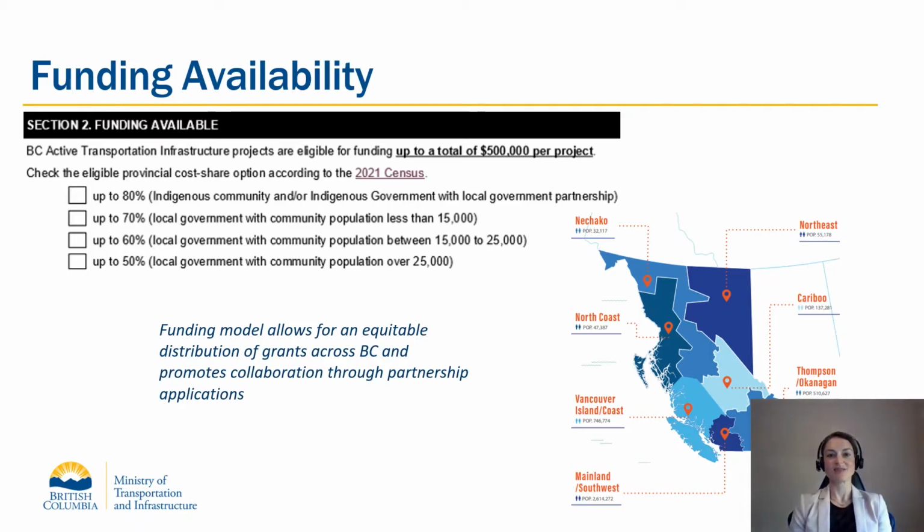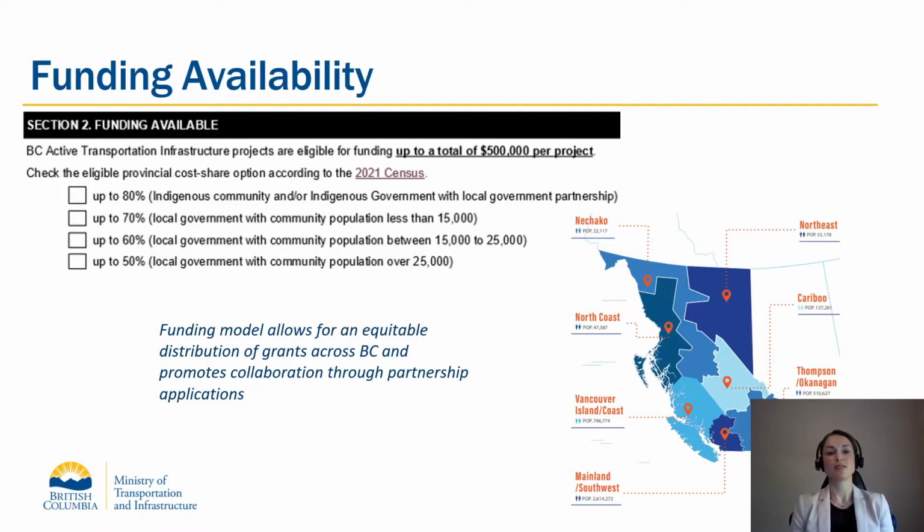The BC Active Transportation Infrastructure Grant provides funding of up to $500,000 per project. Depending on your community, you may be eligible for between 50 to 80% of your project funded. Indigenous governments and or Indigenous governments that partner with a local government may receive up to 80%. Communities with a population less than 15,000 may receive up to 70%.